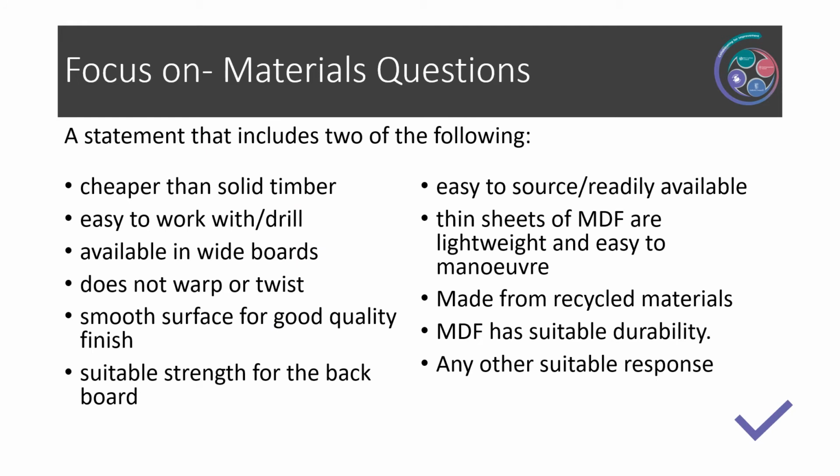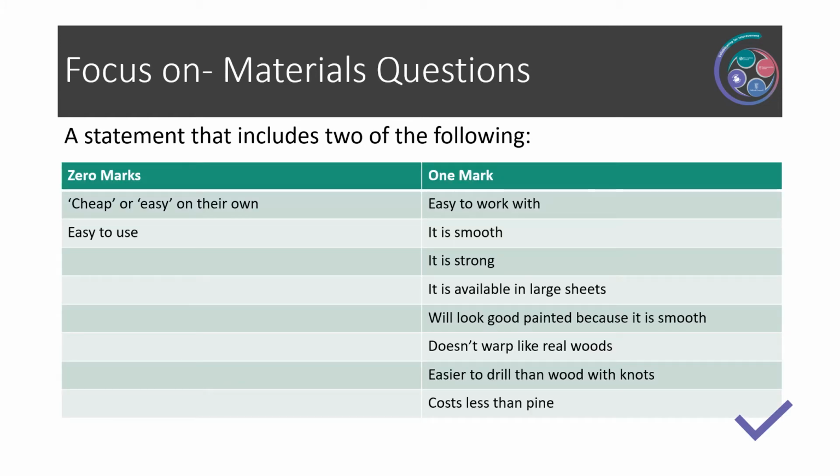A statement that includes 2 of the following things. Cheaper than solid timber, easy to work with or drill, available in wide boards, does not warp or twist like a natural wood would, smooth surface for good quality finish, because it tells you earlier that it would need to be painted, suitable strength for the backboard, easy to source or is readily available, thin sheets of MDF are lightweight and easy to manoeuvre, made from recycled materials or is sustainable, MDF has a suitable durability, or any other suitable response. Let's look at some more answers.